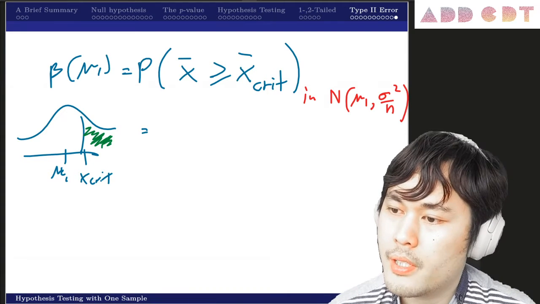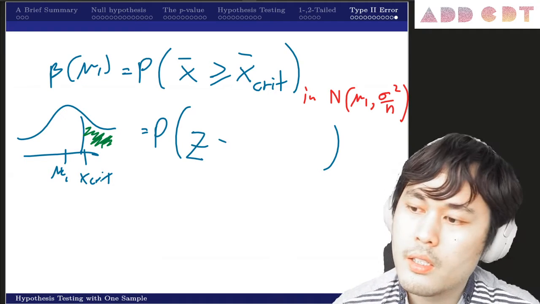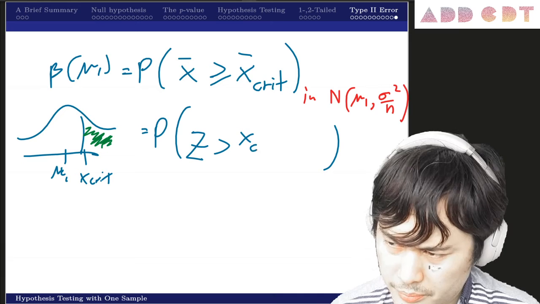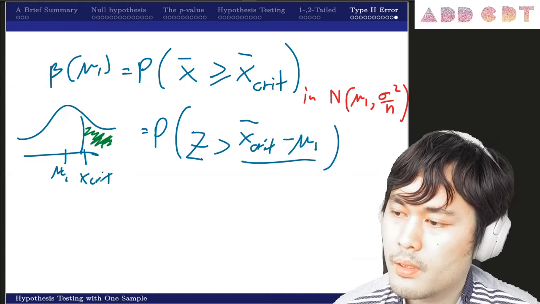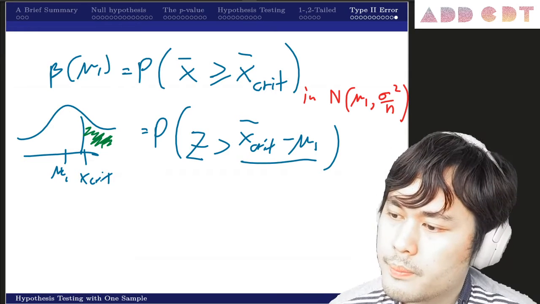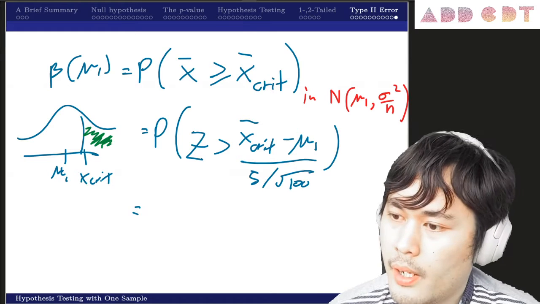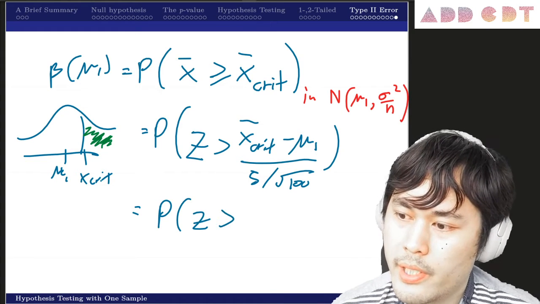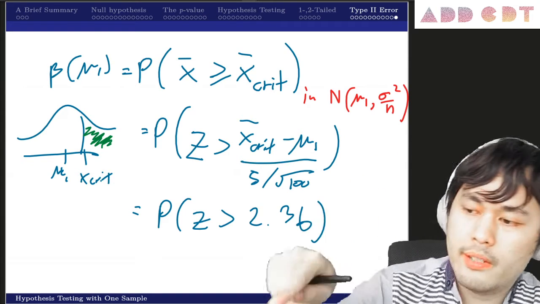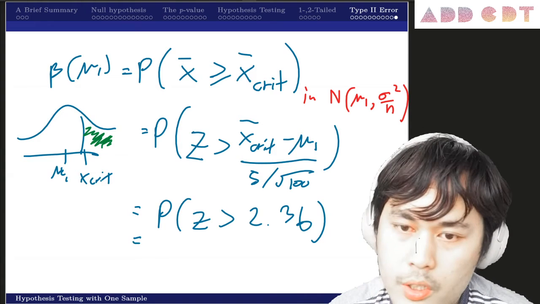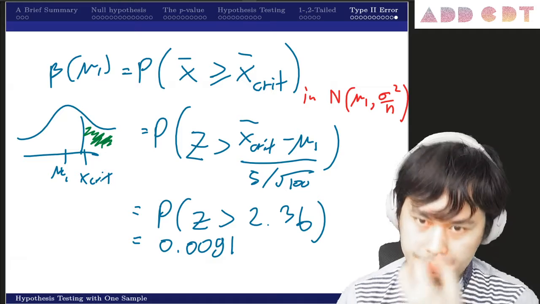So if you use the formula, we transform that into the Z, into the standard normal distribution. That's x crit minus mu1, which is the new population mean, and that gives us Z greater than 2.36. And here now you can just put that into any kind of calculator, and the result is 0.0091.